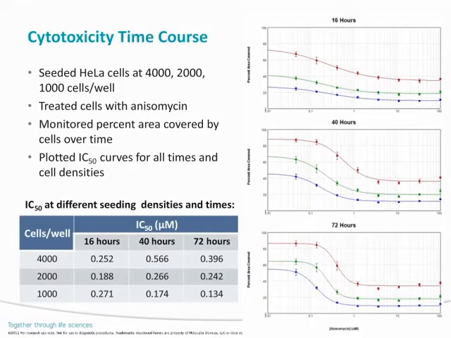We can also use the stain-free analysis to do a cytotoxicity time course. In this example, the HeLa cells were seeded at 3 different densities, 4,000, 2,000, and 1,000 cells per well in a 384 well plate. Those 3 densities are represented in the plots that are 3 different colors in the graphs to the right. I'm showing graphs that were from data analyzed at 16 hours, 40 hours, and then 72 hours.